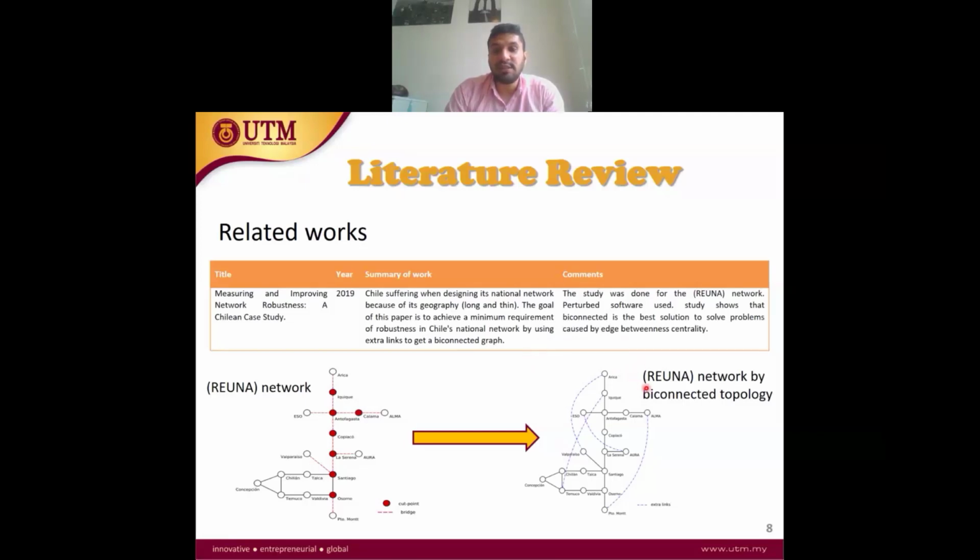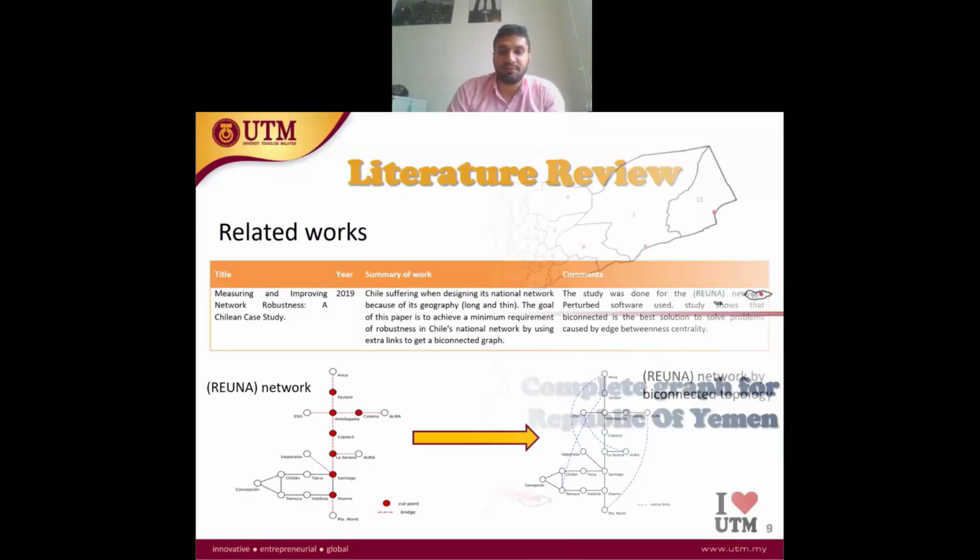We will see here the Reuna network for the universities in Chile, which has similar characteristics to the Chilean geography map. So the result of this study overcomes this problem.